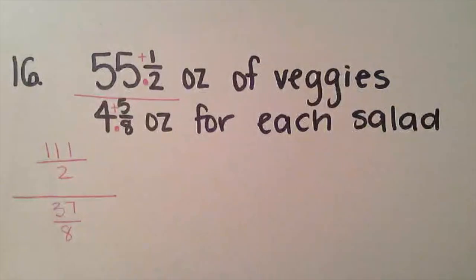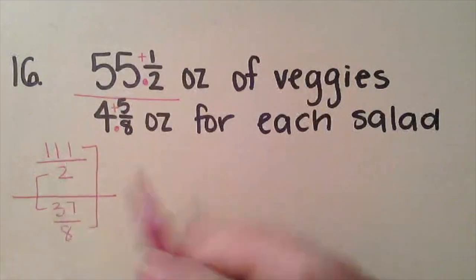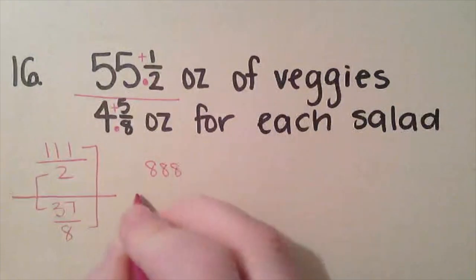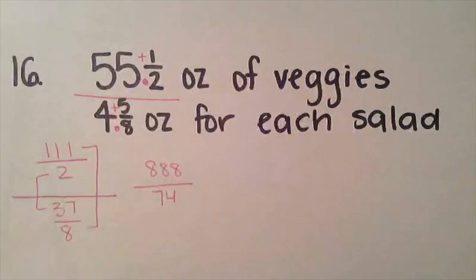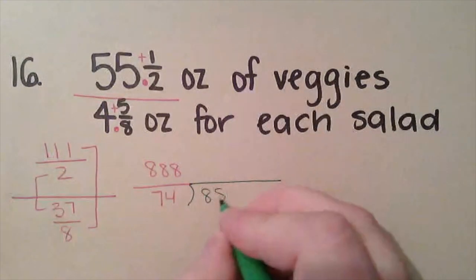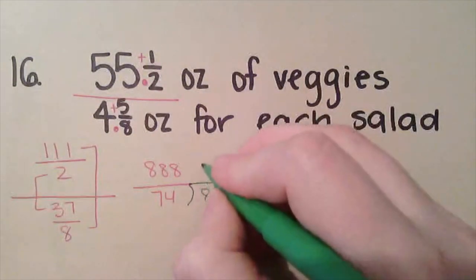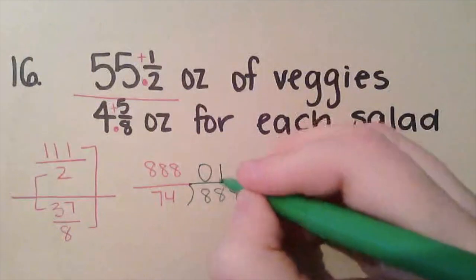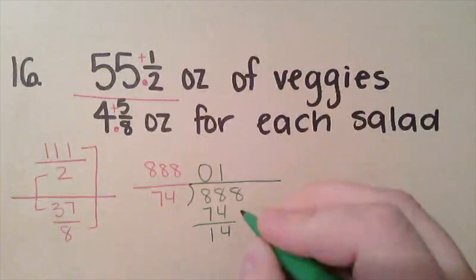This is a positive divided by a positive, so I know I'm going to get a positive answer. So, not a real pretty one here. 111 times 8 is 888. 2 times 37 is 74. We can see that's an improper fraction, and we want to turn that into a mixed number. So we drop the 888 into the house, and we divide. 74 does not go into 8. 74 does go into 88 one time. And we subtract. We get 14 as our remainder.